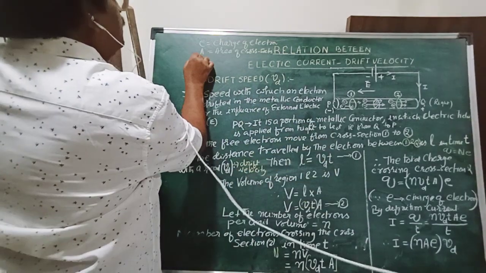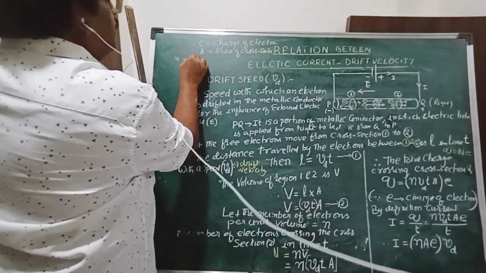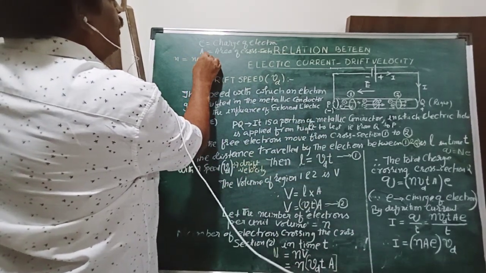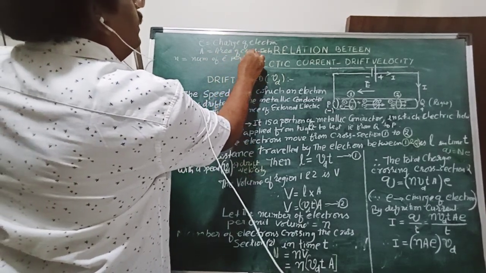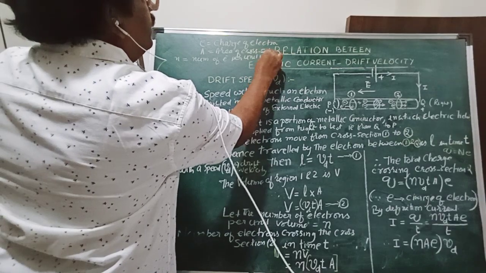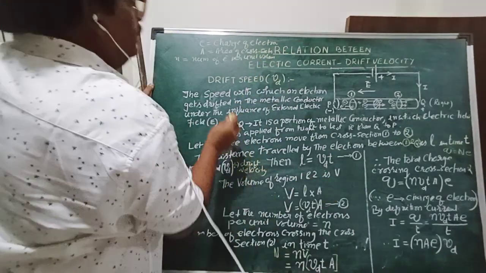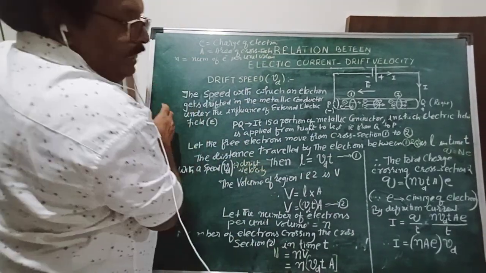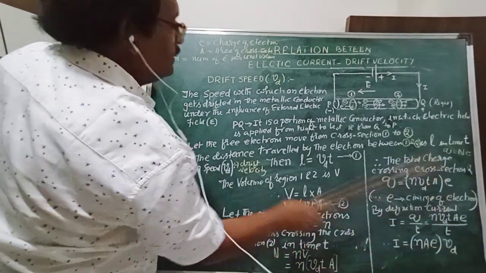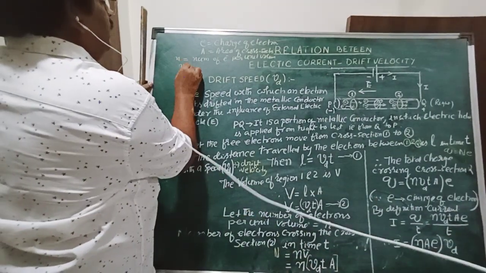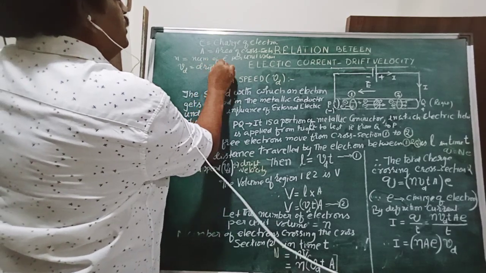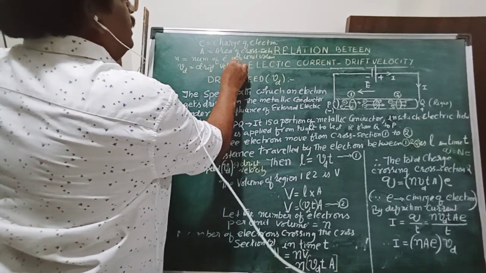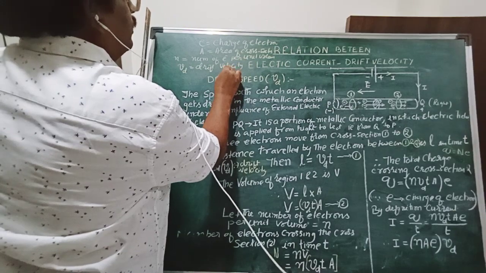Then what is N? N is the number of electrons per unit volume. And e, n, A, and the last one is equal to Vd. Vd is most important, that is the drift velocity of the electrons. Drift speed or velocity, the drift velocity of the electrons.